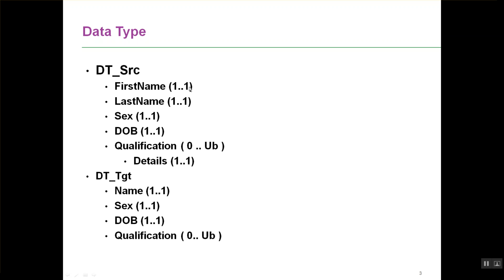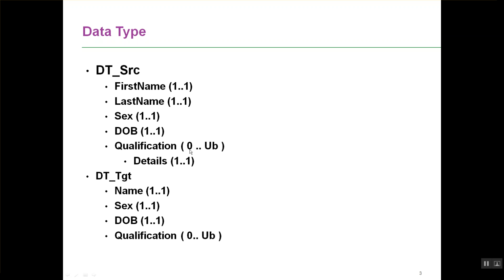1.1 means it is mandatory. The first name has to occur mandatorily. The last name has to occur mandatorily. The sex of the employee and the date of birth of the employee, all of these four fields are mandatory fields. And then what are the qualifications of the employee, right?